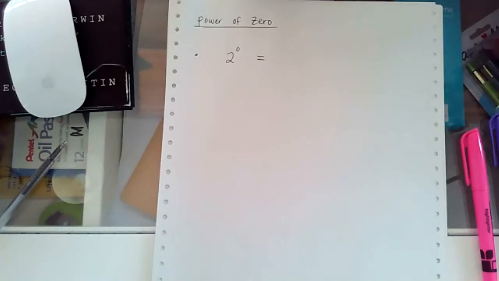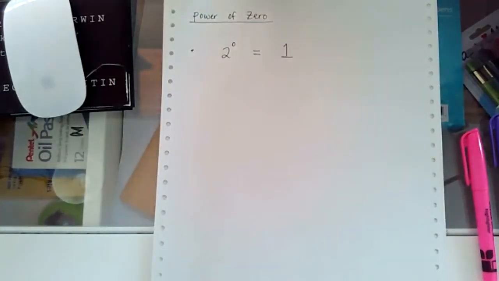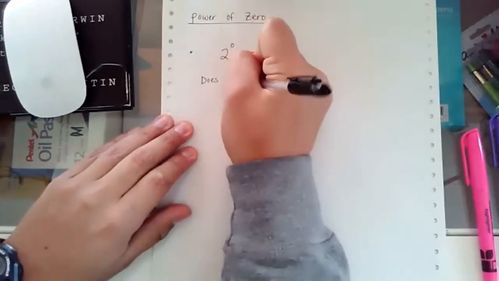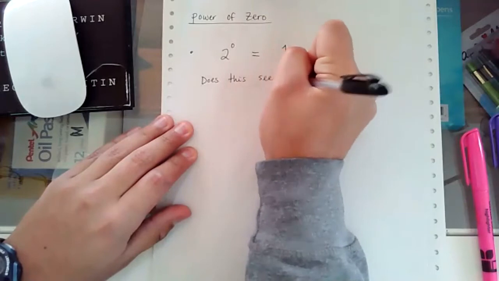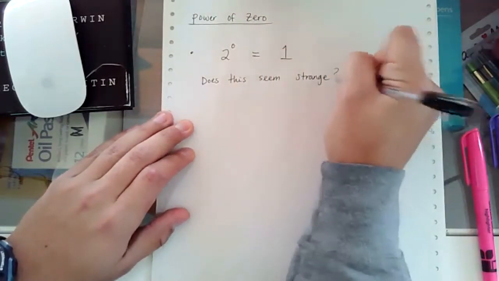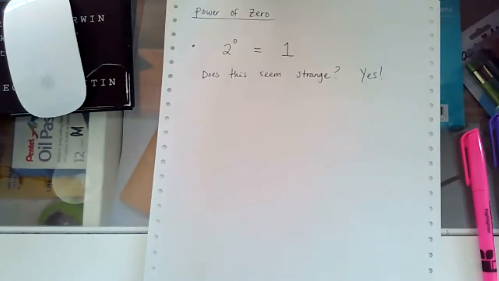2. It's not 2. It's not 1. No, it is 1. It is 1. I lied. It's 1. Does that seem strange? Yes. Yes, it does. It seems strange to me too.